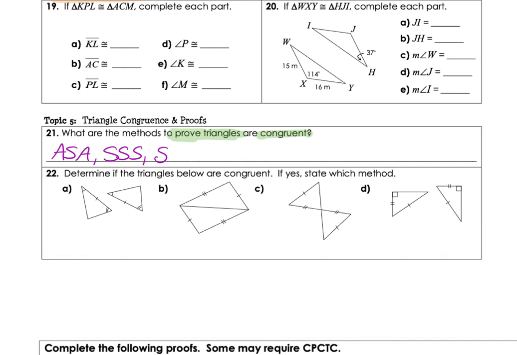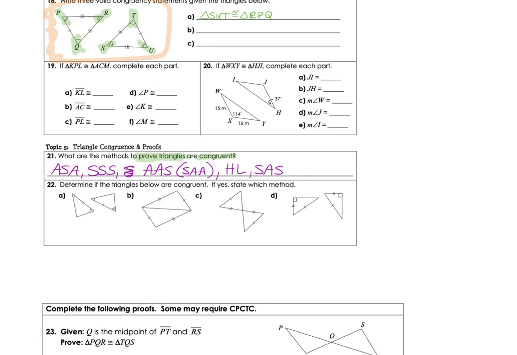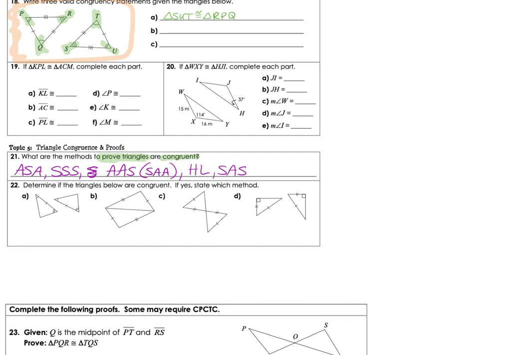SSA does not, because that's just donkey backwards, right? AAS would work, which is the same as SAA. So you can do AAS or SAA. They're the same. What else? That's 3. How many are there? HL, that's 4. SAS.